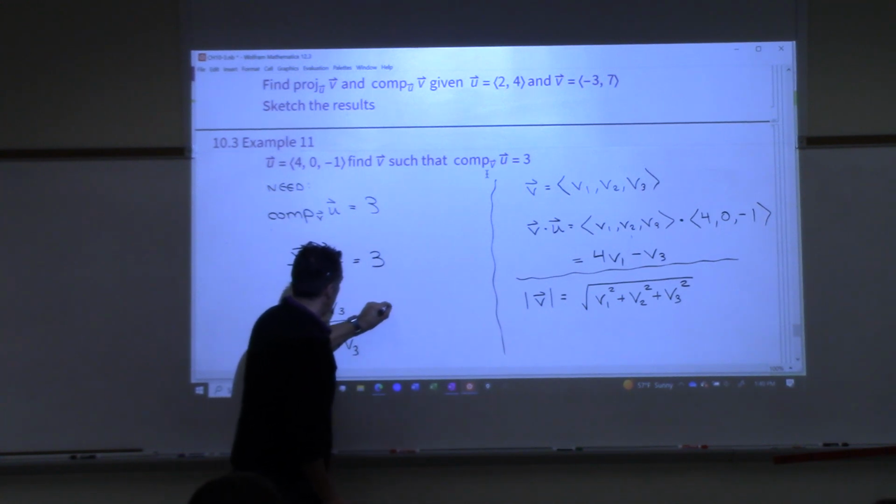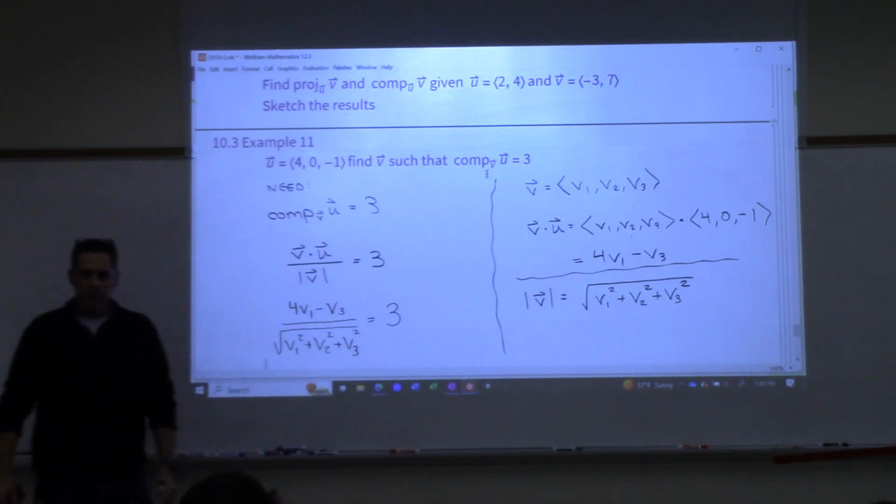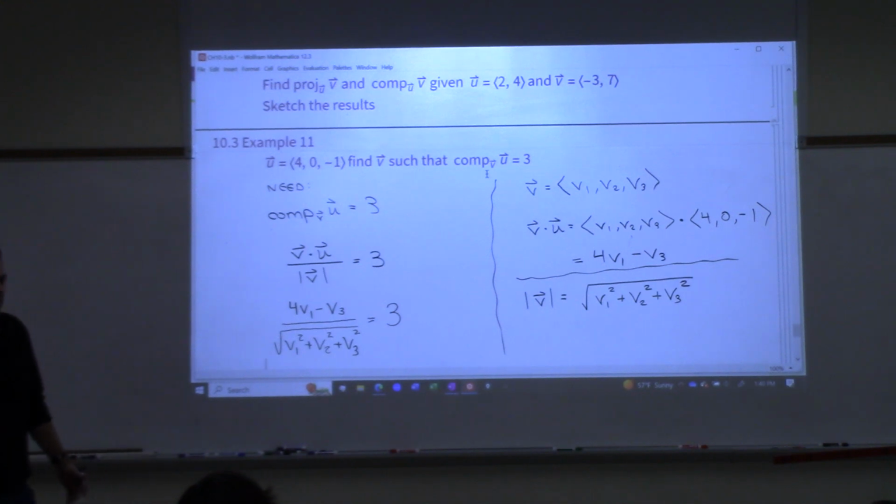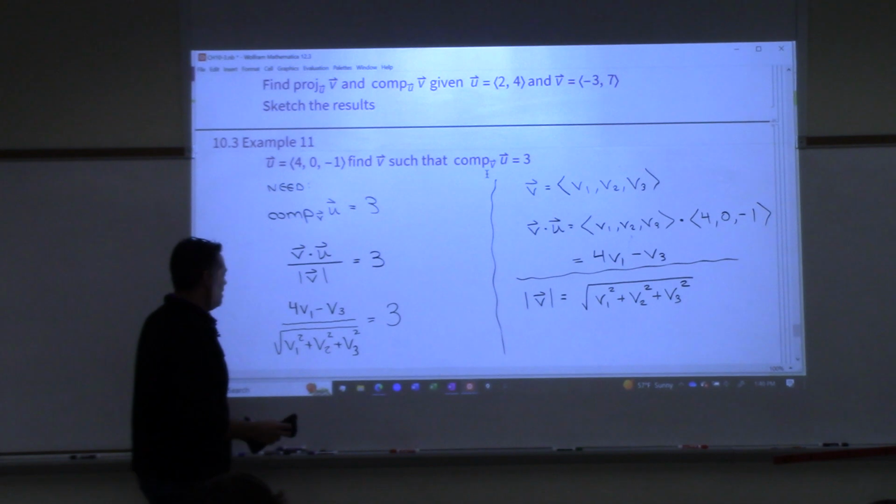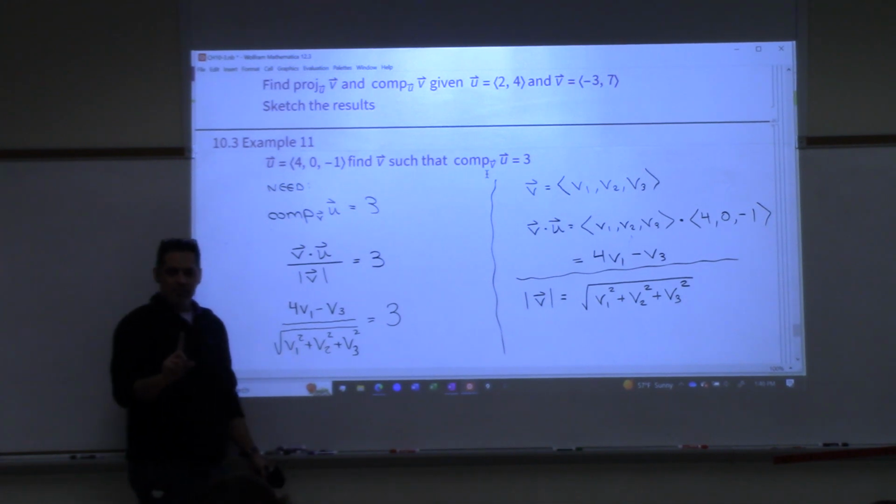That has to be 3, right? Yeah. There you go. We just need to figure out what makes that 3. We have a little bit of a problem, though. We have one equation, and we have three unknown variables, right?